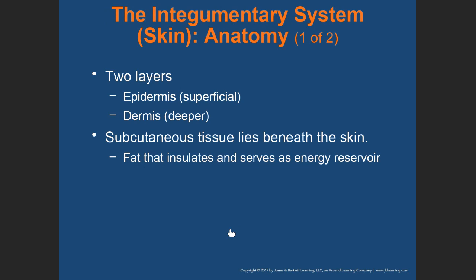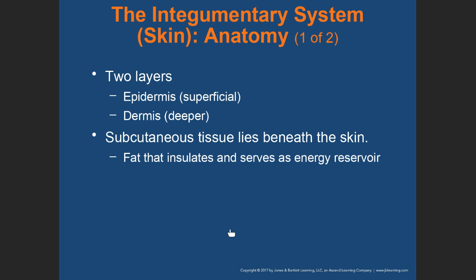Gonna be very short for this one. So there are two main layers, and the skin is the largest organ in the body. There are two layers that you need to be familiar with: the epidermal layer, which is the top or superficial layer, and the dermal or dermis, which is deeper. And of course, you have the subcutaneous tissue, which lies beneath that, right?